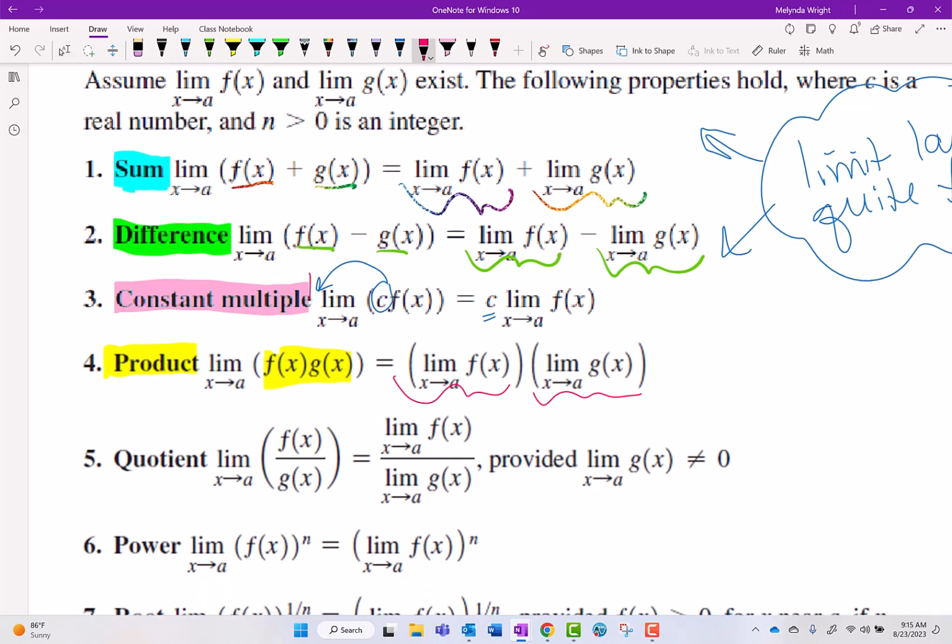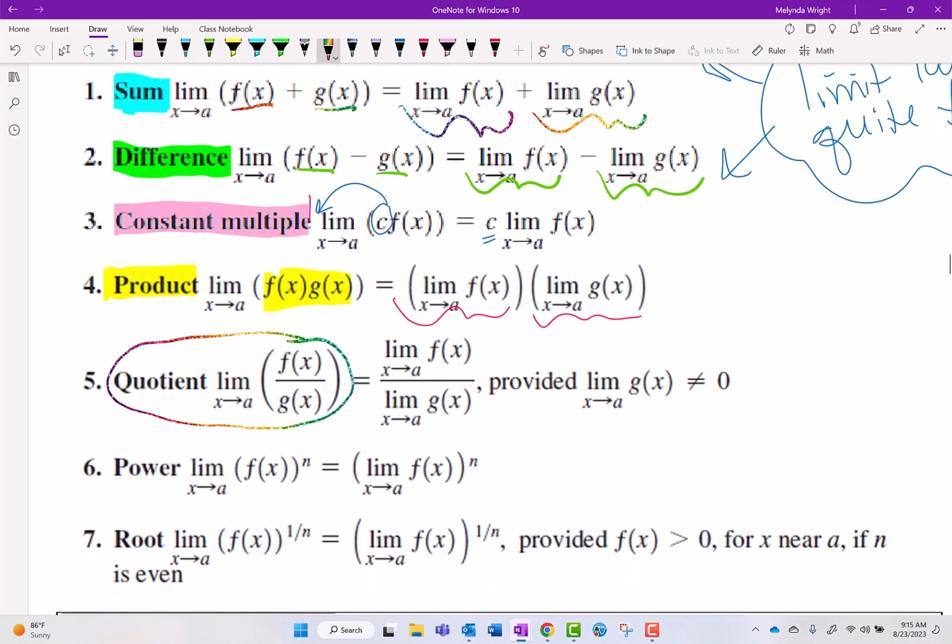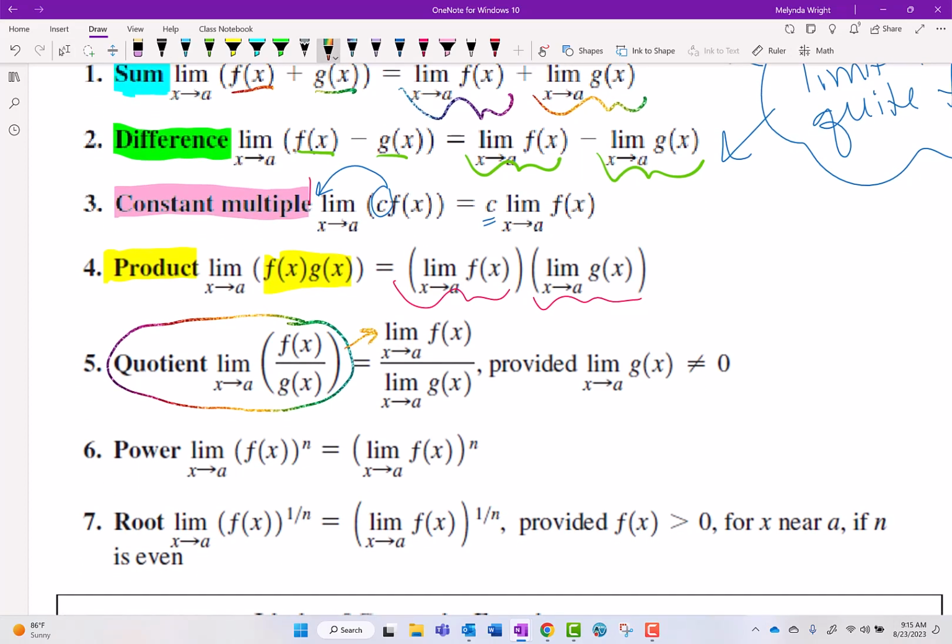This quotient one is going to be very helpful for us. We would simply do the limit of the numerator and the limit of the denominator separately. Now this is a caution right here: they don't want us to divide by 0. Mathematicians don't really like that. We don't like dividing by 0. That's bad. Like, a vortex will open up or something if you try to divide by 0. We just don't do that.